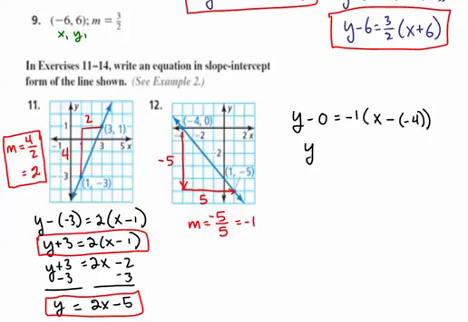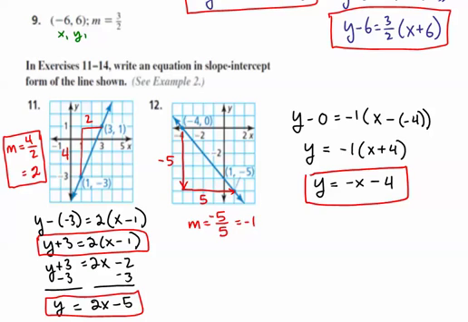So y minus 0, I can simplify that down to y equals negative 1 times x plus 4. When I distribute the negative 1, I get y is equal to negative x minus 4, and that is my slope-intercept form that goes with the point-slope form that goes with my slope calculation. Now, you can tell by looking at the slope-intercept form that it definitely crosses the y-axis at negative 4. And so the y-intercept is negative 4.